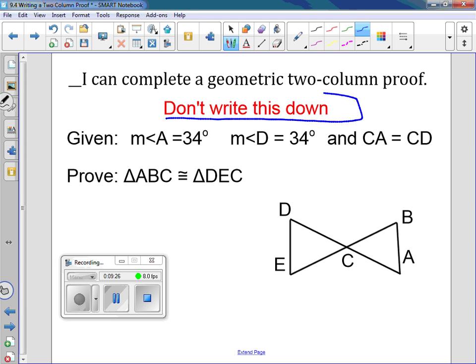All right, so just take a look at this one. Don't write this down, okay? That'll save you some time. We're going to write it down in just a bit, but don't write this down. So let's start with what we know.